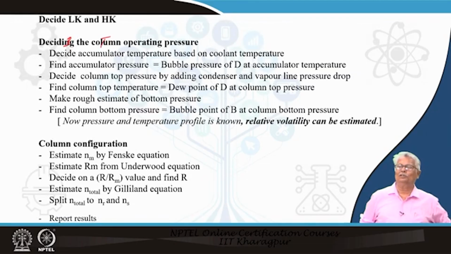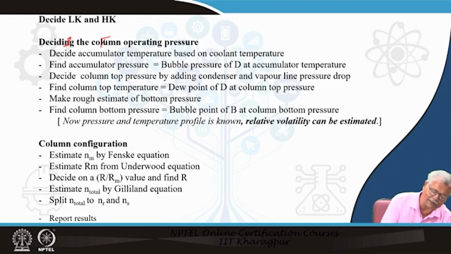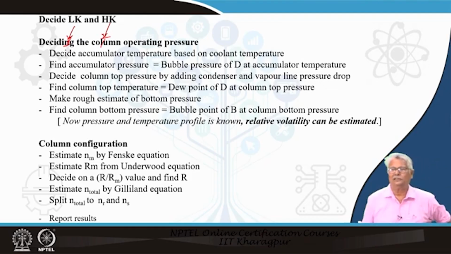Basically, to conclude, let us have a look at the steps required to complete the problem here. The first thing is definitely finding out the light key and the heavy key that we have already said. My light key in this particular case is going to be my benzene, and my heavy key in this case is toluene, because it is a case of adjacent keys, because they appear in the same sequence one after another in the order of volatility.